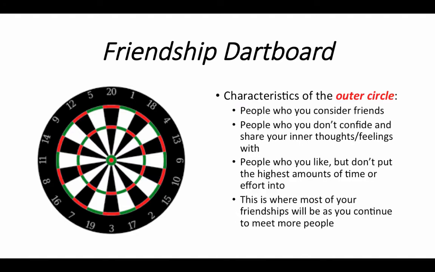All right, so finally, let's talk about characteristics of the outer circle. Just to review, the outer circle is the bigger part of the red and green that goes around the outer perimeter, and the inside part of it is the intermediate red and green. So you'll notice that the outer circle is the biggest part, and that's because this is where most of your friendships will be, especially as you get older.